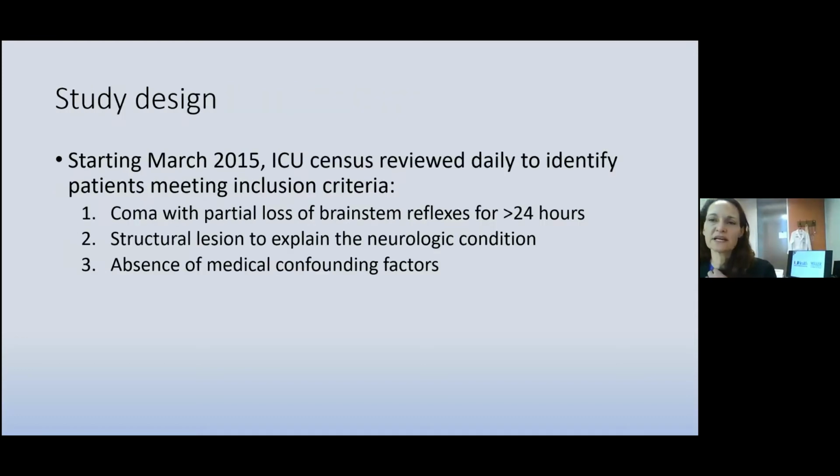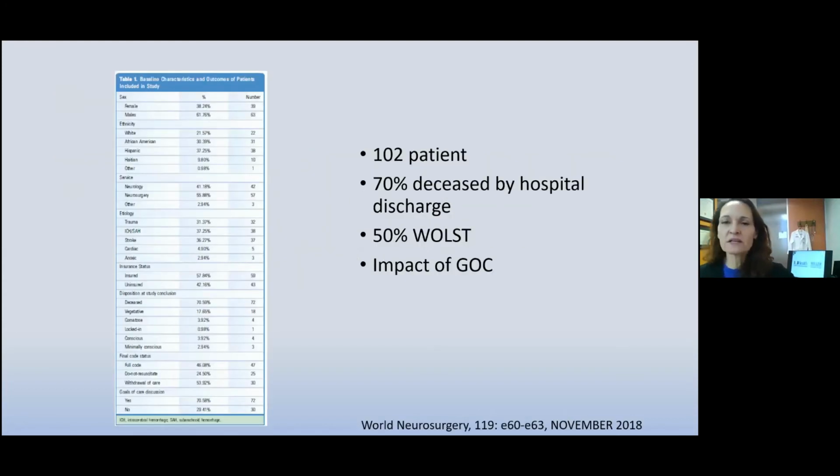So we looked at data from 2015, and I'm not going to spend a lot of time on the details of this, just to tell you that we had come up with criteria based on experience, the wise old Gandalf dude. We had said, okay, if you have a coma and loss of brainstem reflexes for greater than 24 hours and a structural lesion to explain this neurologic condition, and absence of other confounding factors, meaning it's just the neurologic injury that gives you that, then we're going to identify those patients and follow them. And we ended up looking at 102 patients over a number of years.